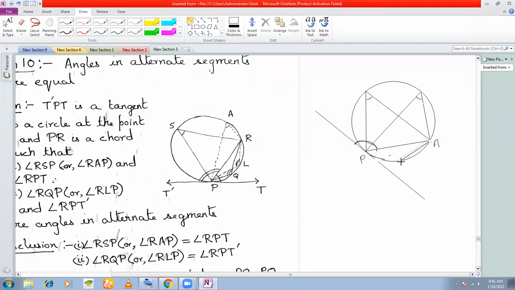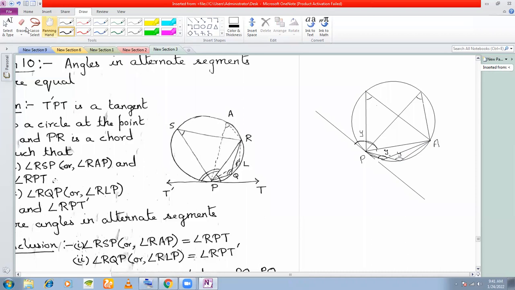This can be one angle. So if I call this angle y, this angle must also be y. I can also have an angle in this manner in this segment, this. And this angle must also be y. So this theorem states that angles in alternate segments must be equal.